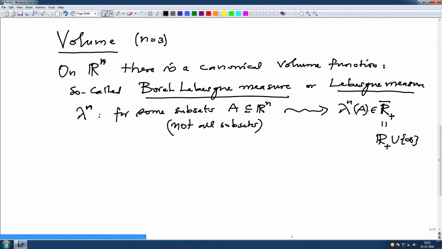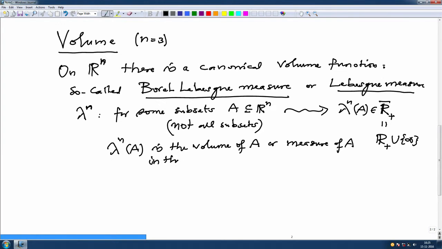And whenever it is associated, one calls that lambda n of A the volume of A, or also the measure of A. I will not go into the detail of why it cannot be associated to all subsets. In this case we will say that A is measurable.